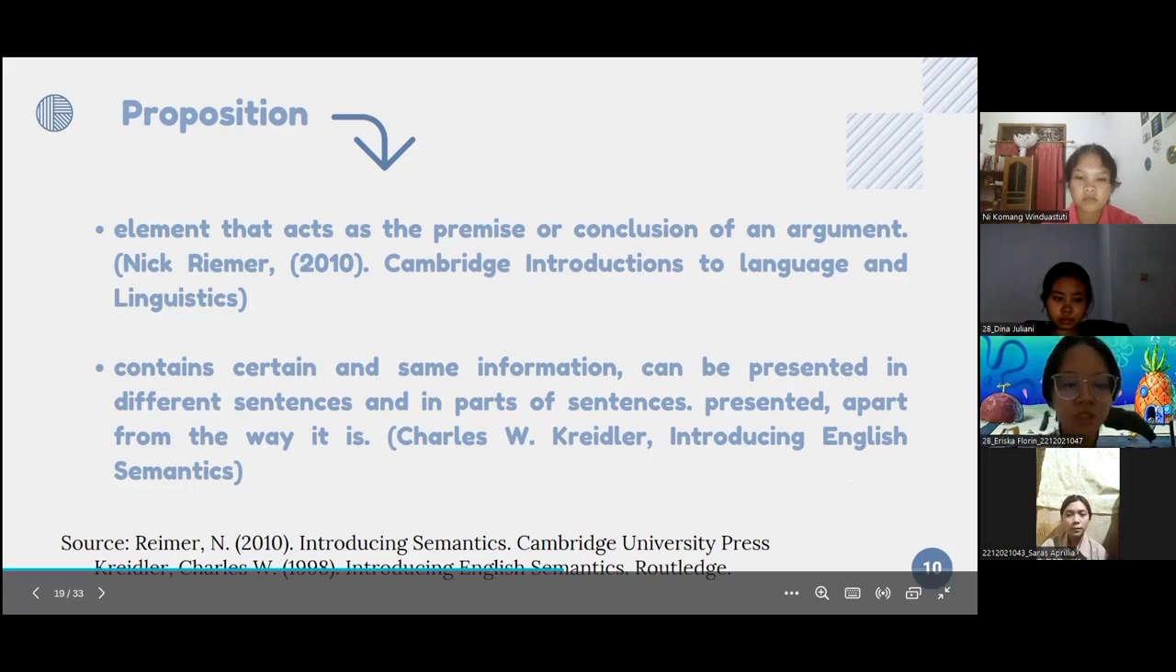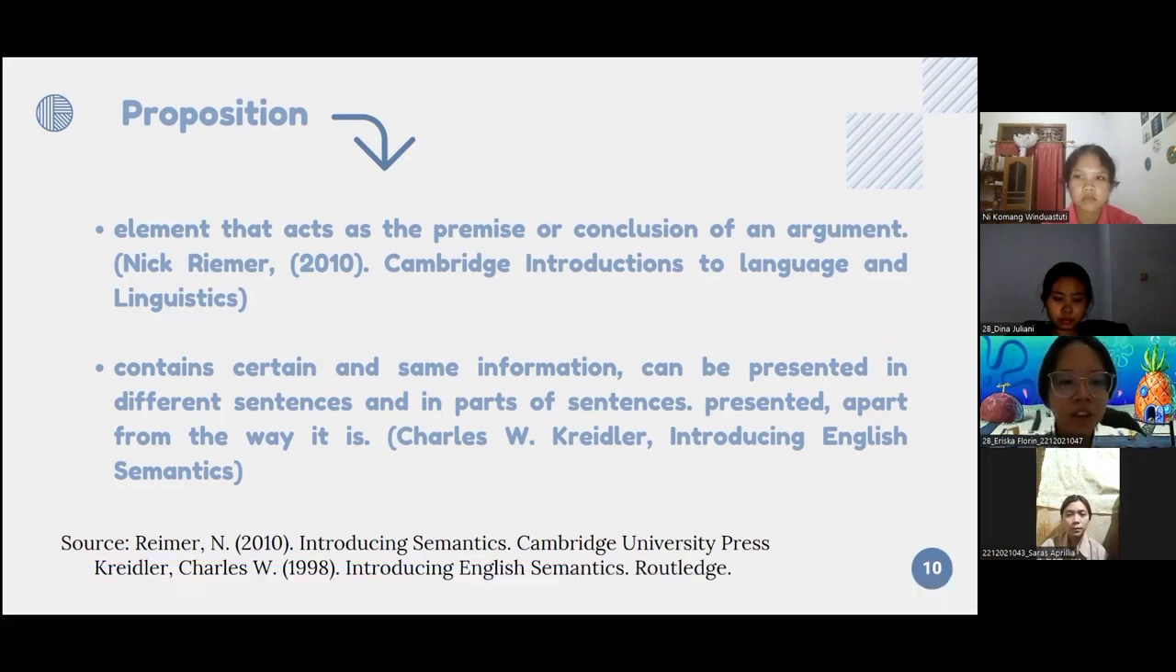According to Charles Kreidler, in Introducing English Semantics, a proposition contains certain information that can be presented in different sentences and in parts of sentences, apart from the way it is presented. Next.